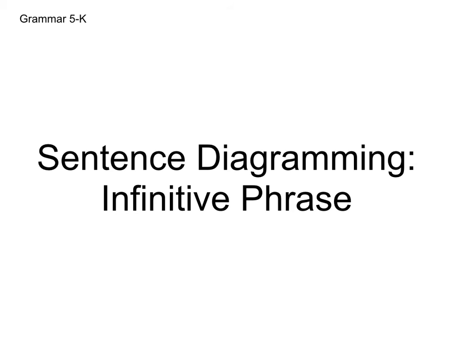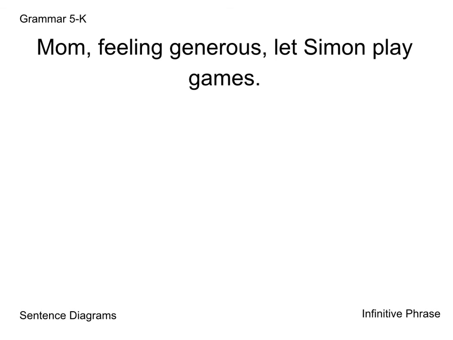Now we're going to get into sentence diagramming with infinitive phrases with subjects. Our sentence is, Mom, feeling generous, let Simon play games. So I'm going to underline my subject and double underline my verb. And then, is anything receiving the action of this verb? Yes, the entire phrase, Simon played games. And so I'm going to bracket that.